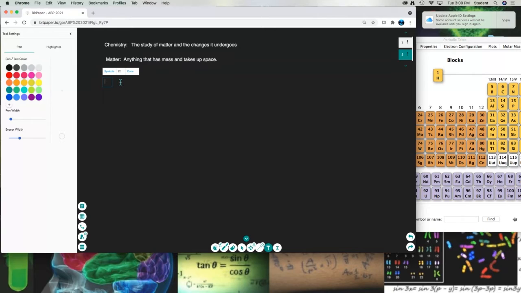Texas and Oklahoma and Louisiana. What are they? Solid, liquid, and gas. Sure.